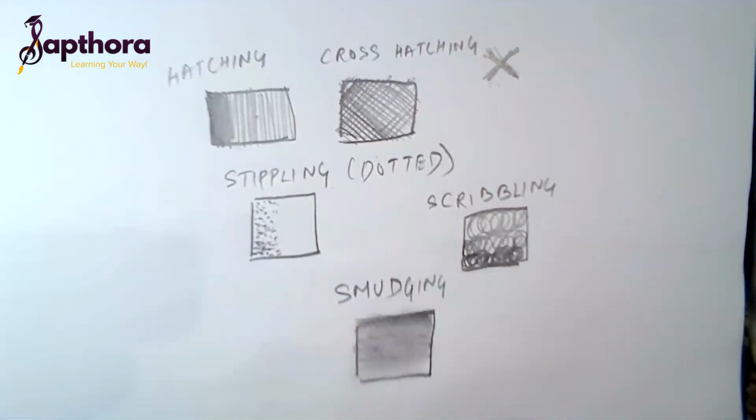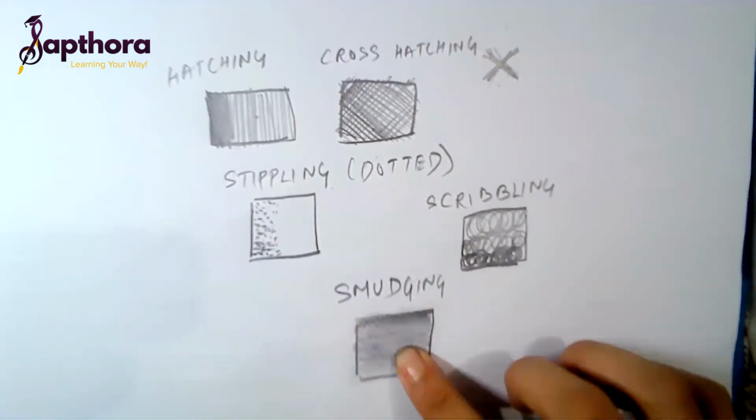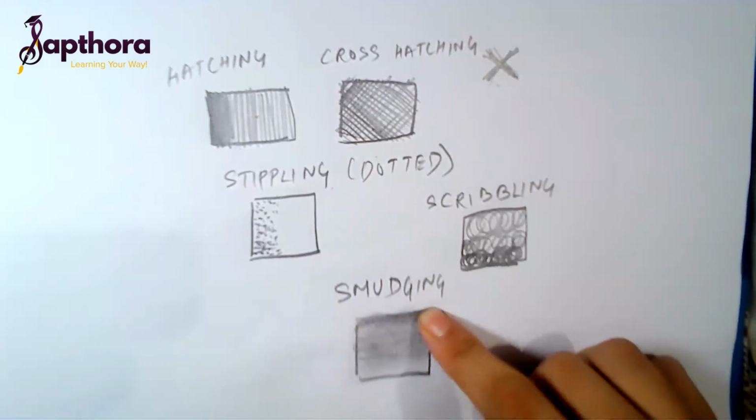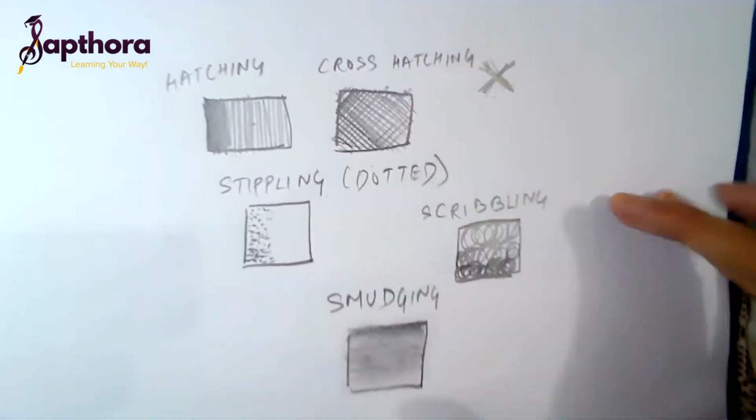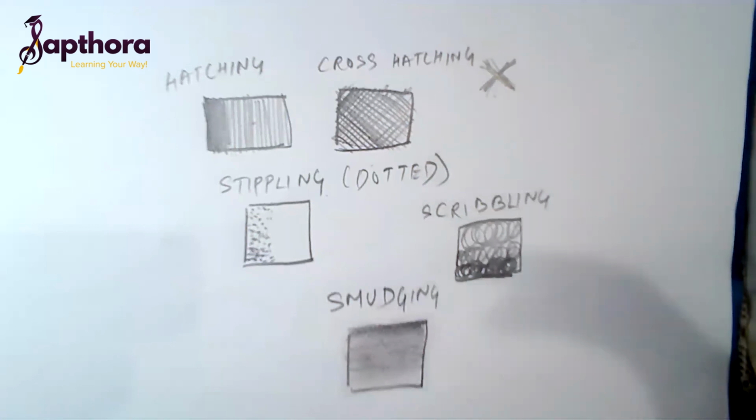So you have more shading techniques and styles which you can explore on your own. These are some of them. And you can come up with your own style as well. That is your creativity, how you shade a particular object.